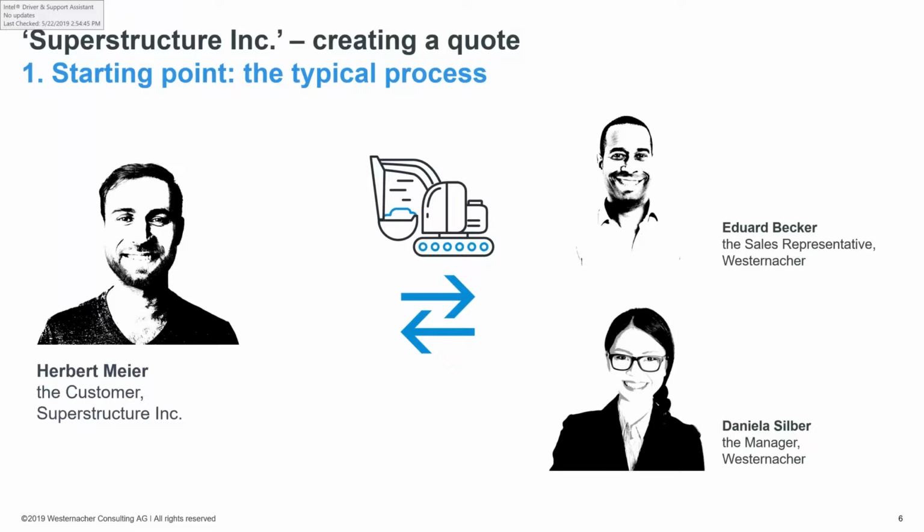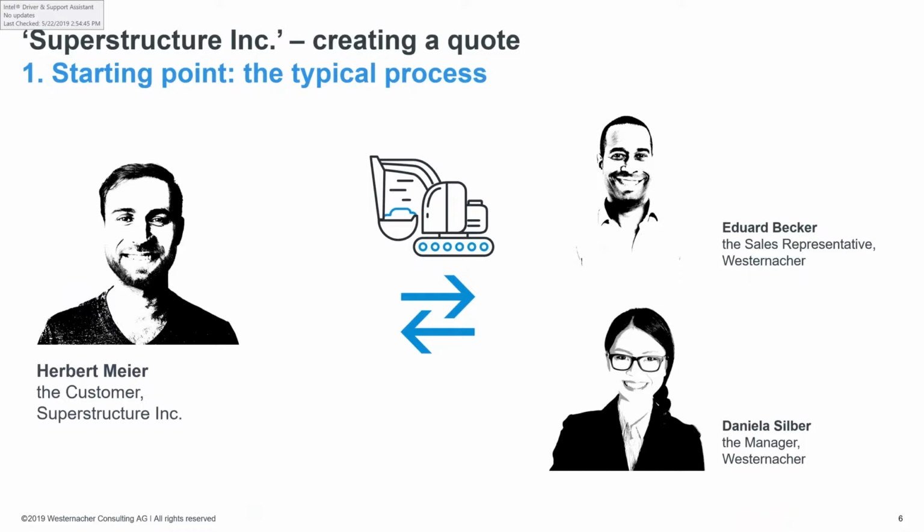Mr. Becker schedules a meeting with Mr. Meyer in the office of the Superstructure Incorporated, and that will be the starting point for the overall negotiation process. Mr. Becker guides Mr. Meyer through the quotation process and is able to offer optional parts and additional services that might fit to the desired excavator. During the negotiation phase, he is able to handle different versions of the quotation, including different parts, services, and conditions.